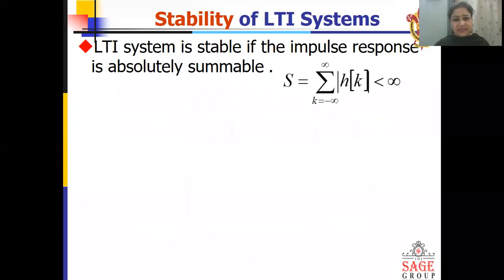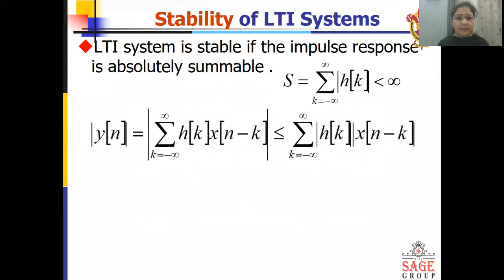Now, we will express the stability of the LTI system in terms of the impulse response. An LTI system is stable if its impulse response is absolutely summable. That means if the impulse response is hk and the summation of absolute hk, k equal to minus infinity to infinity, is less than infinity, then we will say that the given LTI system is a stable system.